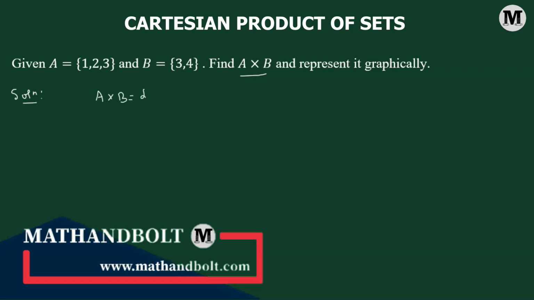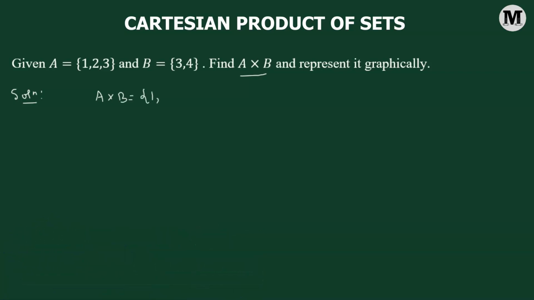That means we will consider the elements of set A first. So set A has got three elements, 1, 2 and 3. We're going to form a Cartesian product with the elements of set B. So set B has got two elements, 3 and 4. So the procedure is we pick up the first element of set A, which is 1, and form an ordered pair with each of the two elements of the second set, which is B in our case.